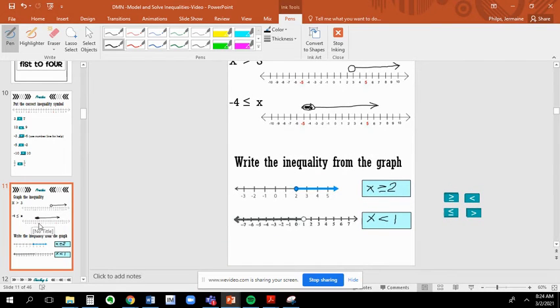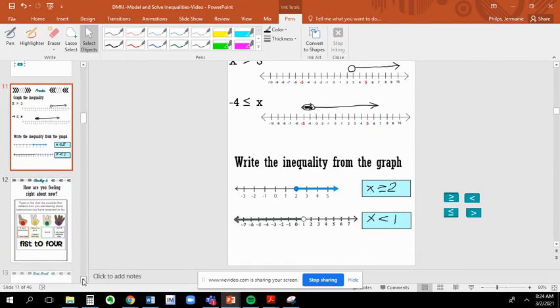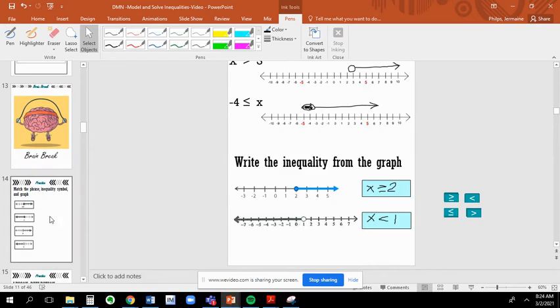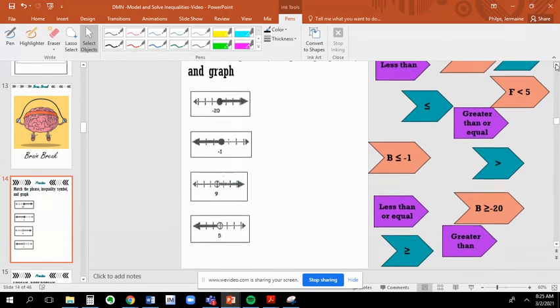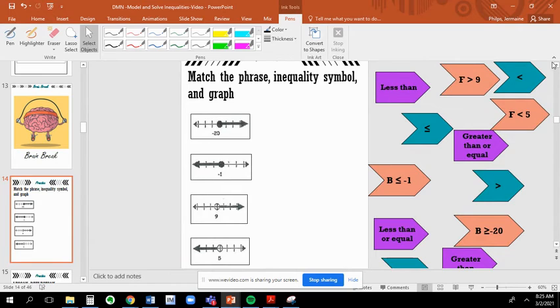All right, moving on. So now I want you guys to take a second with the knowledge you have to practice matching here. Match the phrase with the inequality symbol and the graph. Pause the video, and then we'll come back and talk about it.